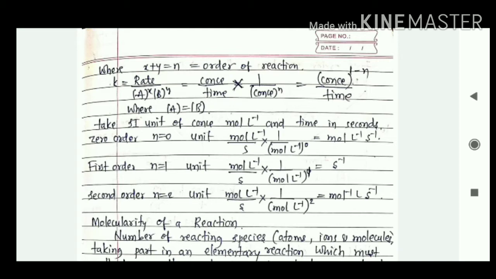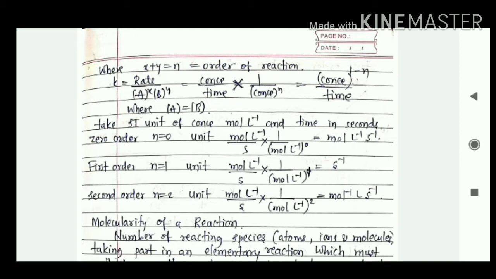So let us find the unit of k for an nth order reaction. k is equal to rate divided by [A]^x [B]^y, which is concentration divided by time into 1 divided by concentration raised to n. In other words, concentration raised to 1 minus n divided by time, where [A] is equal to [B]. The SI unit of concentration is mole per liter and of time is seconds. So for a zero order reaction, where n is equal to 0, the units are mole per liter divided by second into mole per liter raised to 0, so the units are mole per liter per second.